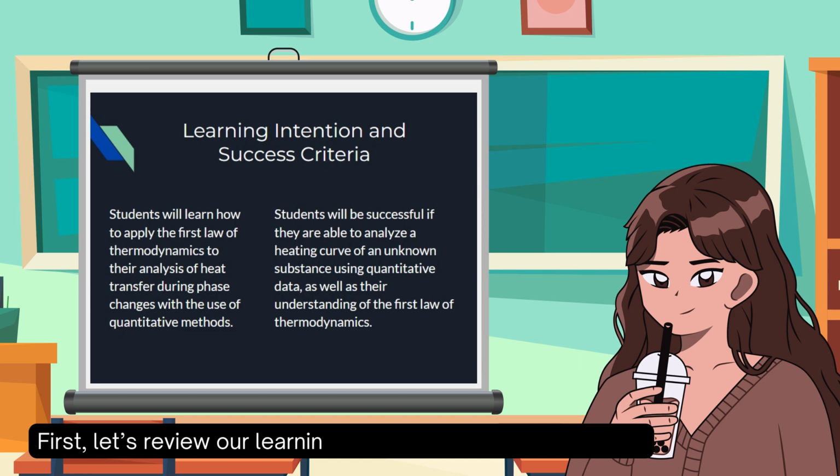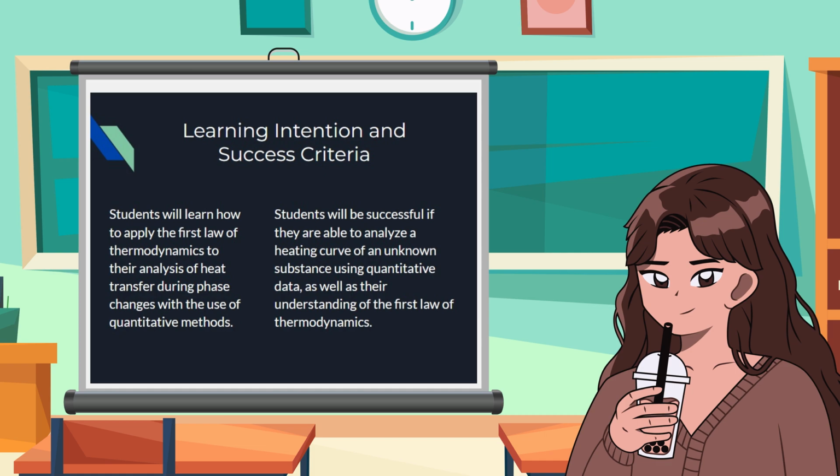First, let's review our learning intention and success criteria. Students will learn how to apply the first law of thermodynamics to their analysis of heat transfer during phase changes with the use of quantitative methods. Students will be successful if they are able to analyze a heating curve of an unknown substance using quantitative data as well as their understanding of the first law of thermodynamics.